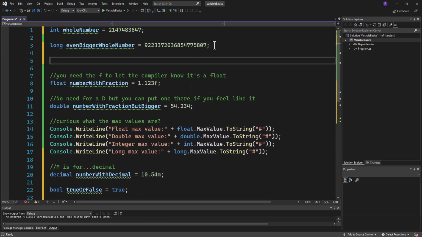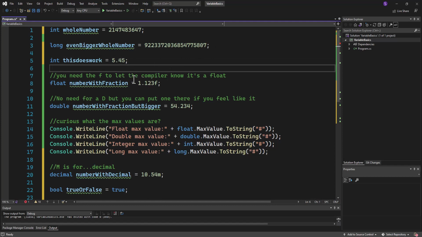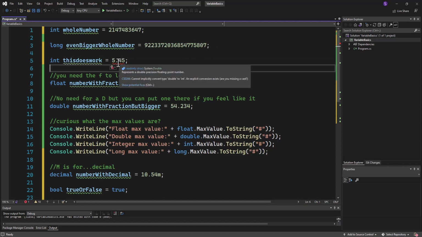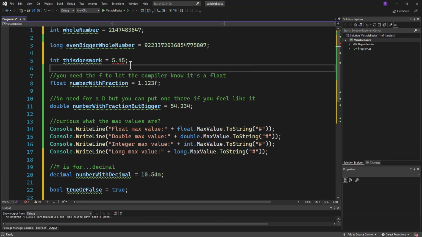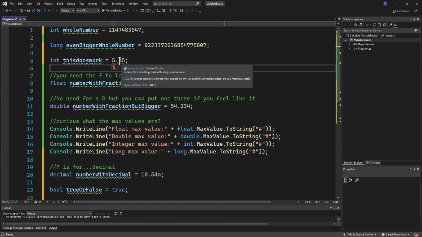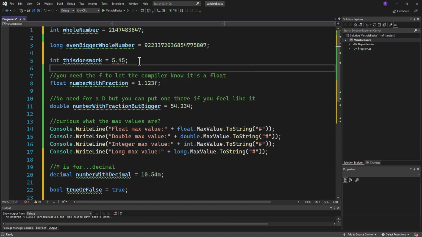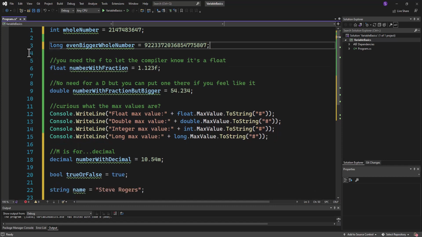Notice how, let's say I did int, this doesn't work, equals 5.45. If I try to do this, it will give me a compilation error because integers have to be whole numbers. It will give you something like cannot implicitly convert. Basically, the compiler is saying, oh, you said this was an int, but you gave me a double. I'm going to try to convert it, but I can't. What that basically means is, hey, the two don't match.